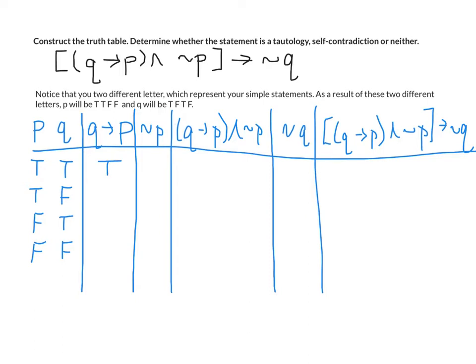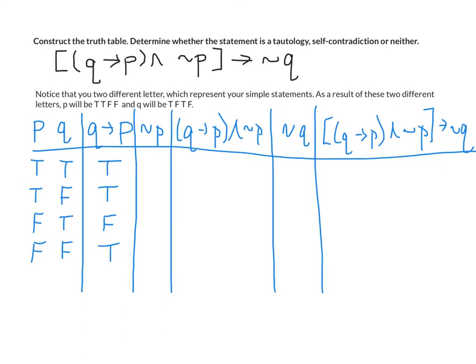All right, then we go to false implies true. Well, that's true as well. True implies false. Well, that's false because we said the only time the conditional statement is false is when the true comes first and the false comes second. And then false implies false is true.